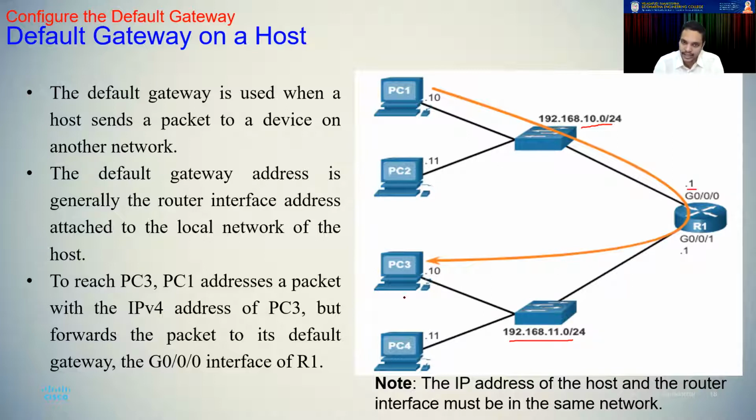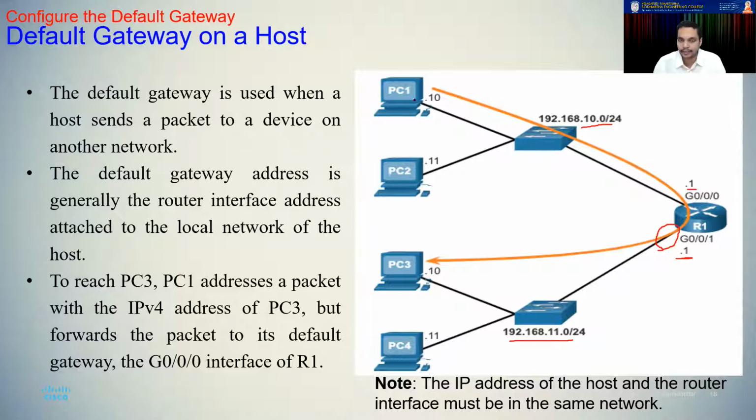Similarly, for PC3 and PC4, the default gateway will be 192.168.11.1, because it is the IP address of this particular interface which is connected to this network. Remember that the default gateway will be the IP address of the interface which belongs to this particular LAN, meaning the LAN it is connected to. Please remember that. Okay.